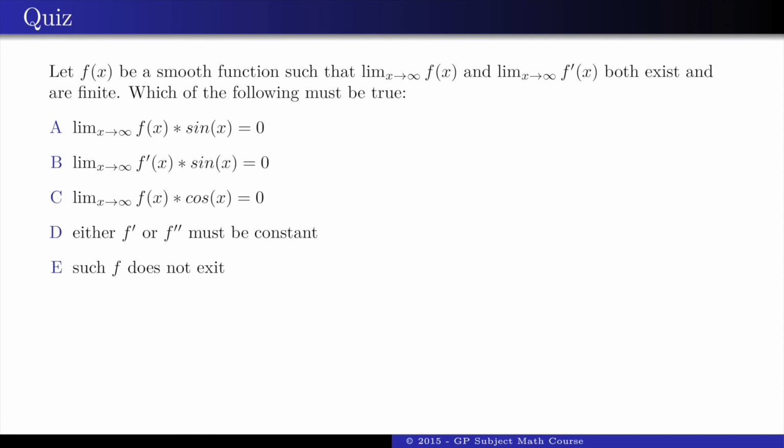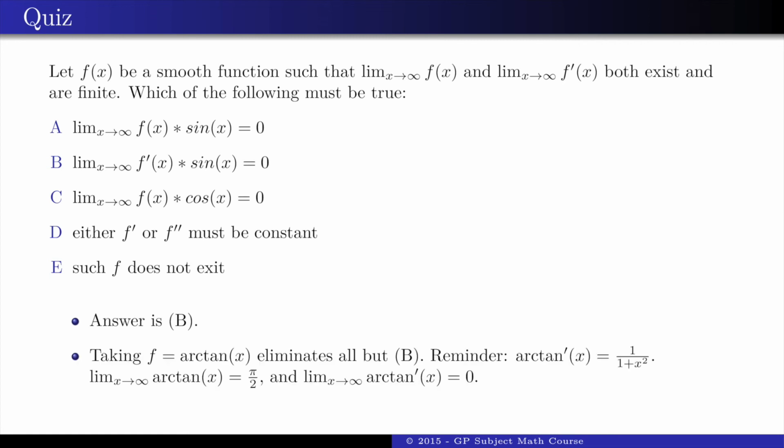Ready for the answer? The answer is B. And the arctangent function eliminates all the other options. Remember that sine is bounded by 1, so if we are multiplying it by a function which is decaying to 0 at infinity, we still get 0 at infinity.